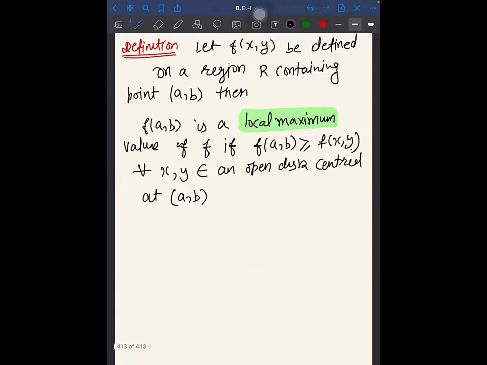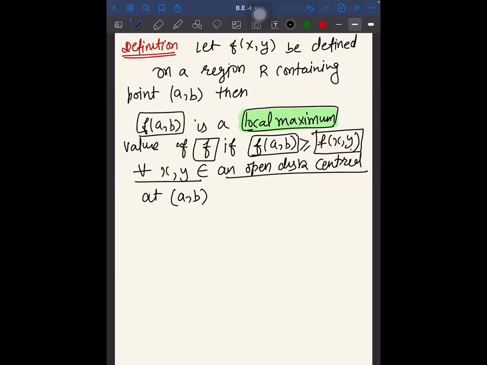So the same thing I put in the wording. What I'm saying is f(a,b) is a local maximum value of f if f(a,b) has to be greater than f(x,y) for all (x,y) belonging to an open disk centered at (a,b). Are you getting this?